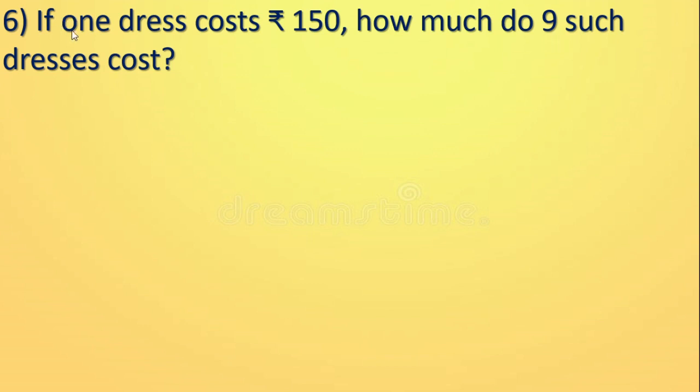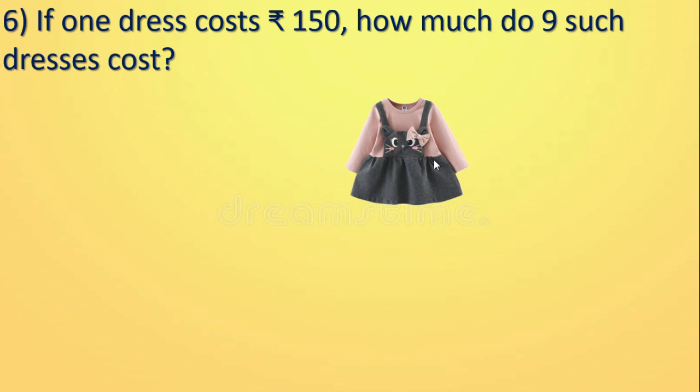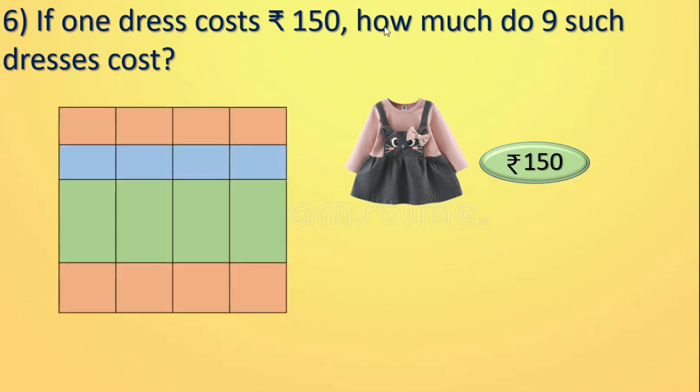Correct? See, if one dress costs rupees 150. This is a dress of a baby. What is the cost of this one dress? That is rupees 150. How many dresses we need? 9 dresses. So we are going to multiply 150 by 9. Correct? Here we will write unit, tens, hundred, thousand. Now you know that 150 how to write here? 0, 5, 1. Same procedure we are going to follow, but only the sum is given in statement.